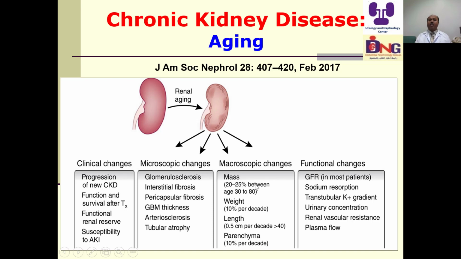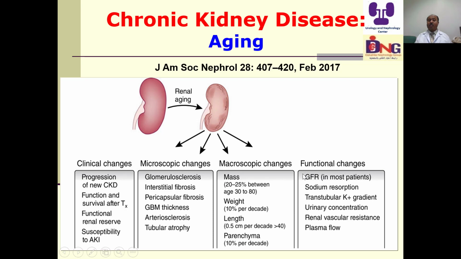Why? Because our kidneys age. What is meant by an aging kidney? You can find here the young kidney and the old kidney. You can find a great difference, a great difference in the macroscopic and microscopic reduction of the mass, weight, length, and parenchyma. And if we examine the kidney under the microscope, you will find chronic changes in the glomeruli, interstitium, blood vessels, and tubules. So this means that the kidney is aging. What is the consequence of the aging kidney? We expect functional changes in the elderly person.